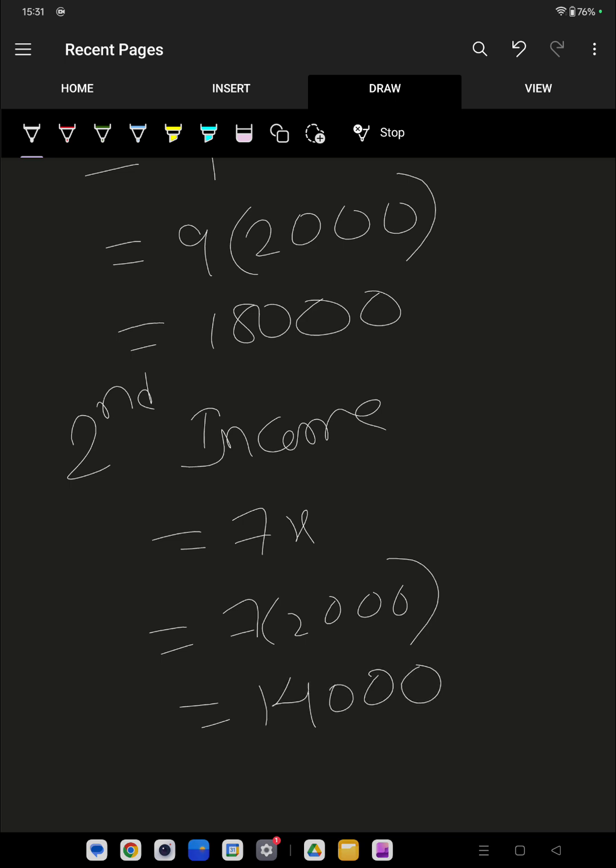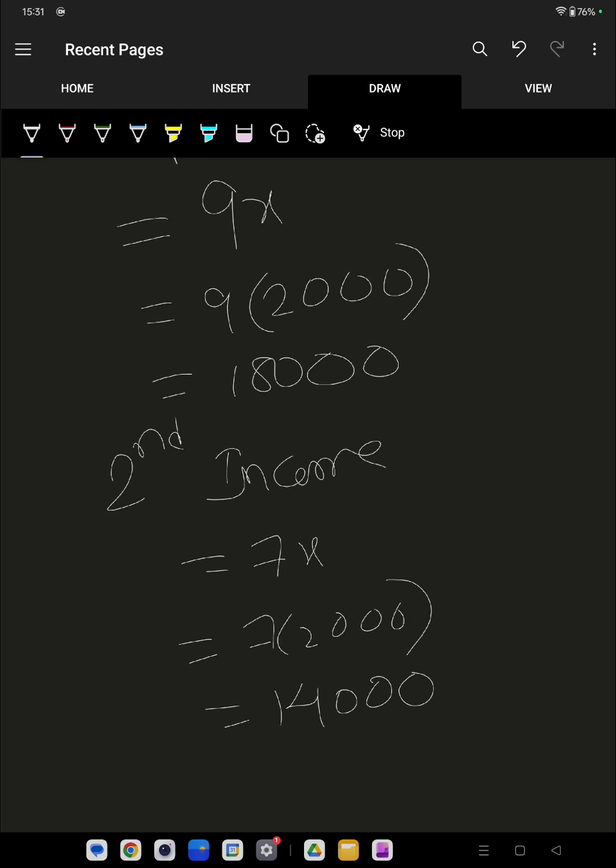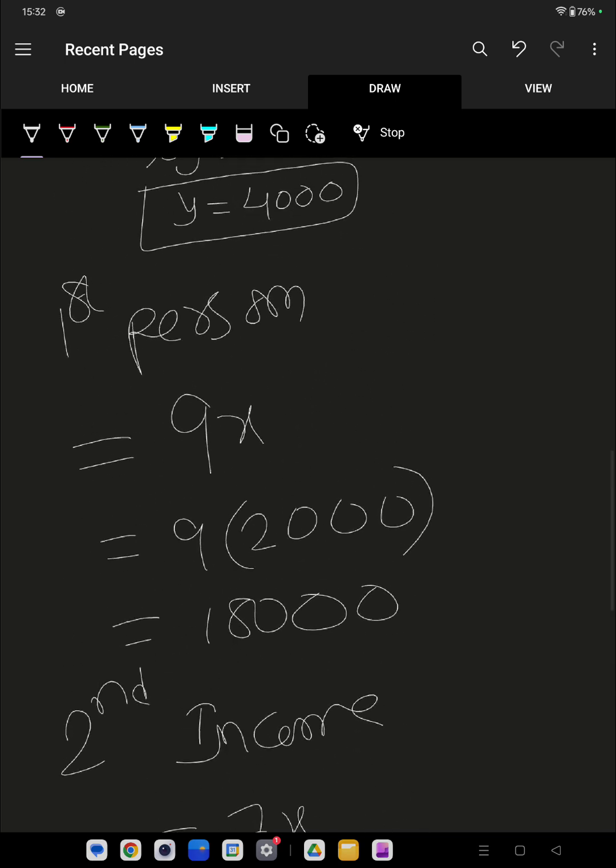This is the way we will find the values. If you want to verify, you can substitute x and y values in the given equations.